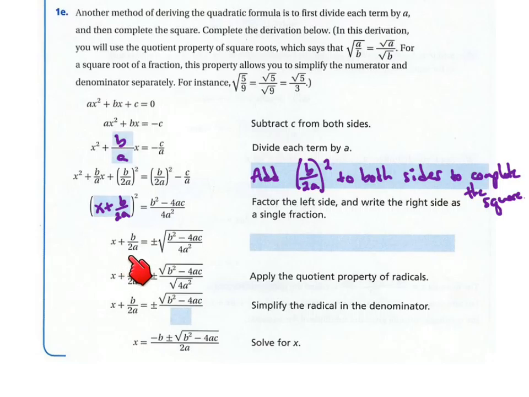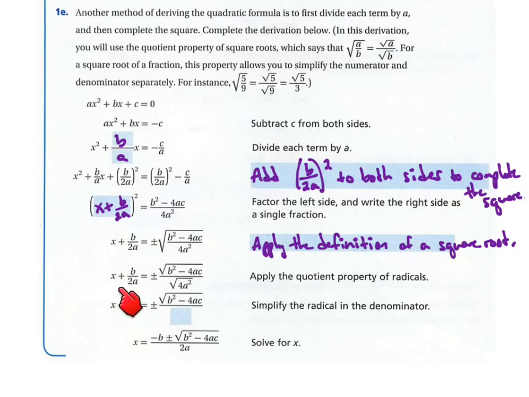And now what are we doing here? Well, we're taking the square root on both sides. So we applied the definition of a square root. Okay. And then on this side, we're going to apply the quotient property of radicals. In other words, we're taking this, just like they did up here, root 5/9 is the same as root 5 over root 9. And that's what we're doing down here. We just separated these two parts. Okay. And then we simplified the bottom. We're simplifying the radical in the denominator because root 4a squared is equal to 2a. And then we just continued solving for x.